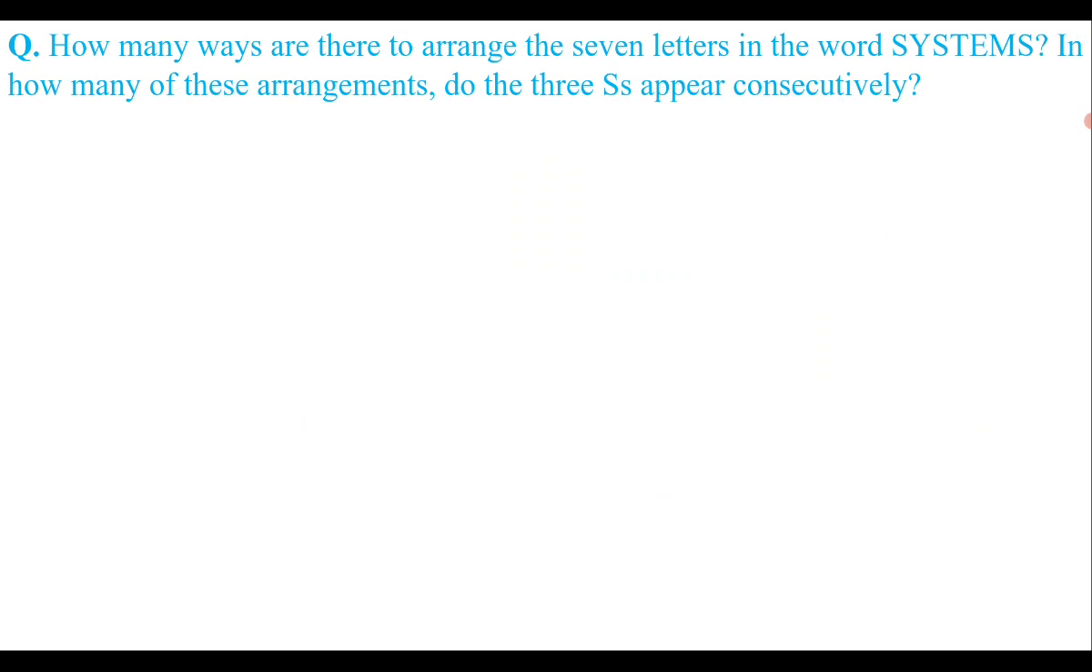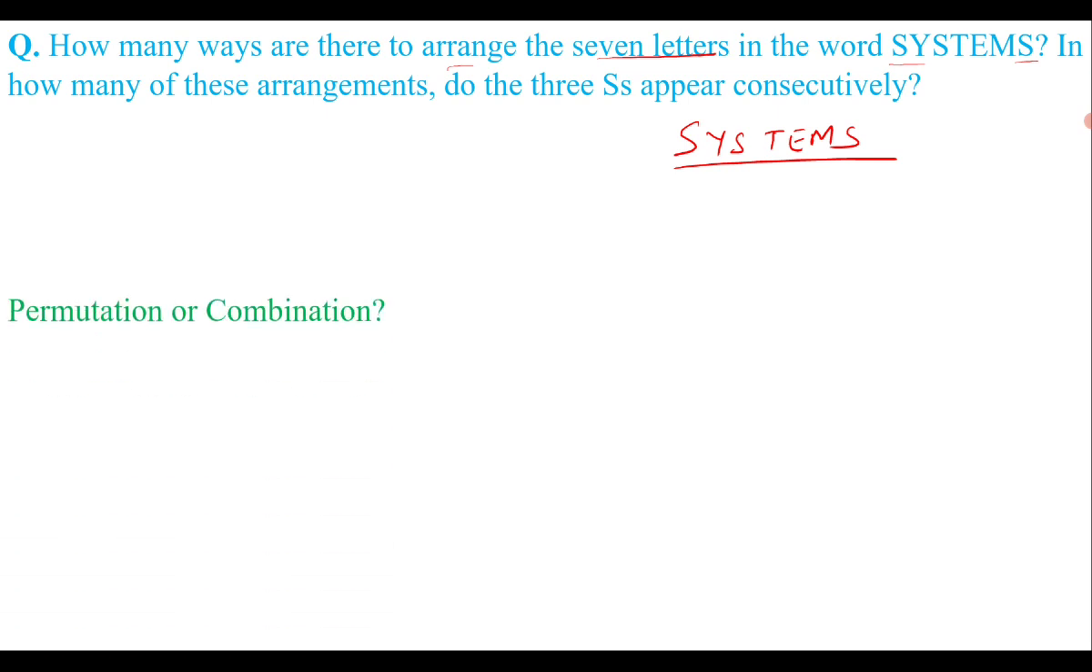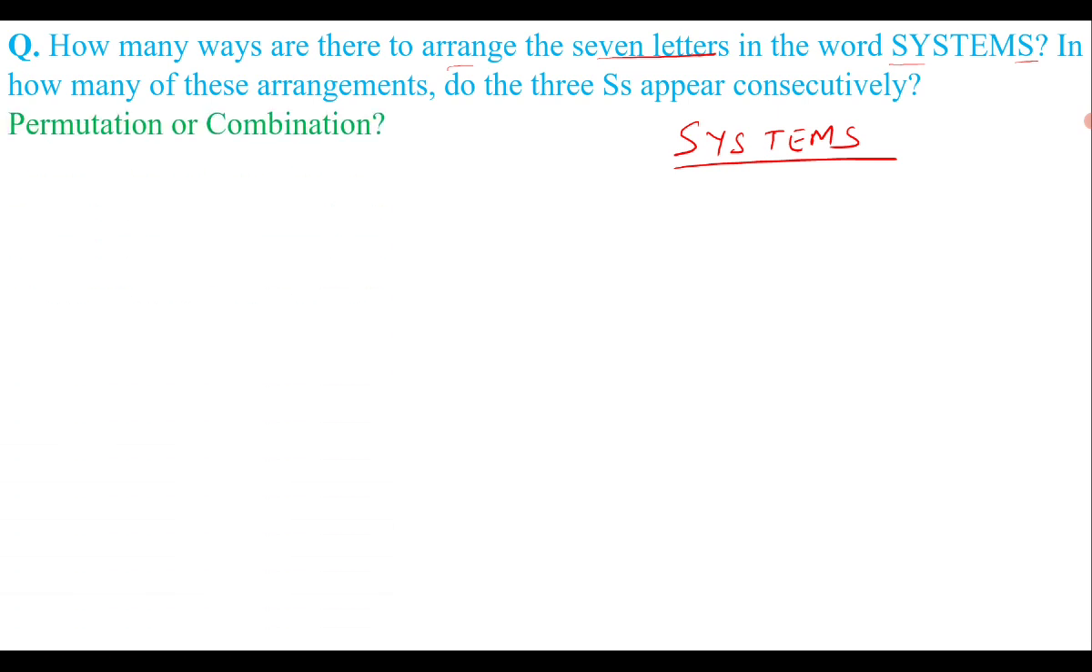So let's try the first question. How many ways are there to arrange the 7 letters in the word SYSTEMS? One observation is that this is a problem of arrangement. The other observation here is that all letters are not distinct. If all would have been distinct, then it is simply P(7,7). But it is not P(7,7), because among these 7, there are 3 objects, these 3 S's, which are similar.